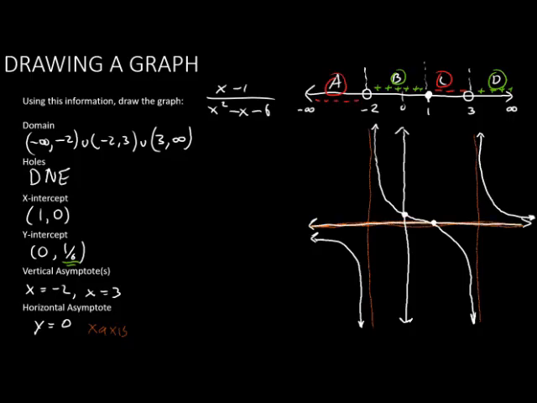Remember that on the left and the right side, we're not allowed to cross the horizontal asymptote, but we can cross it when we're in the middle section. So the fact that we have an x-intercept in this middle section, in between region B and C, is okay. Therefore, this will be our completed graph for this rational function.